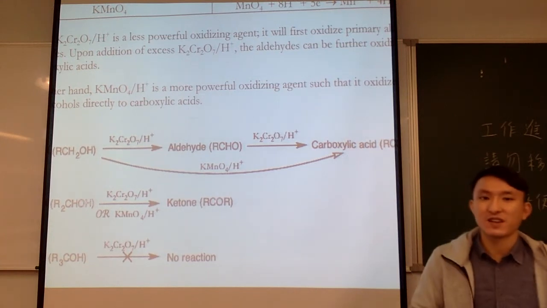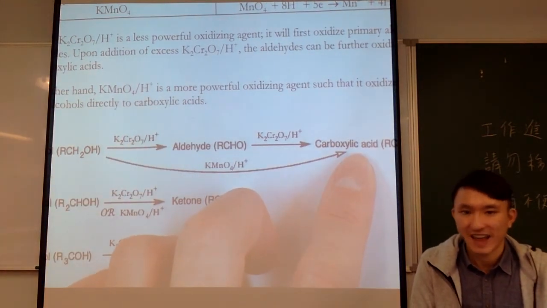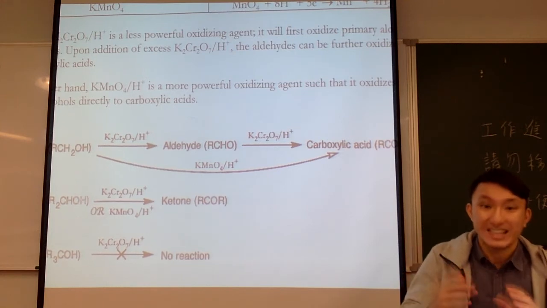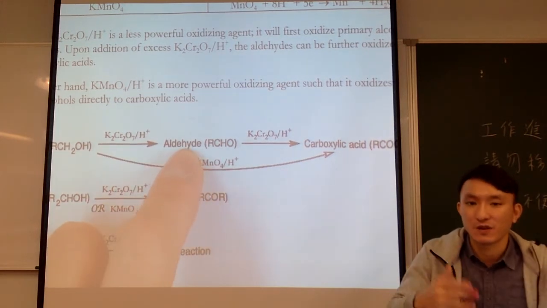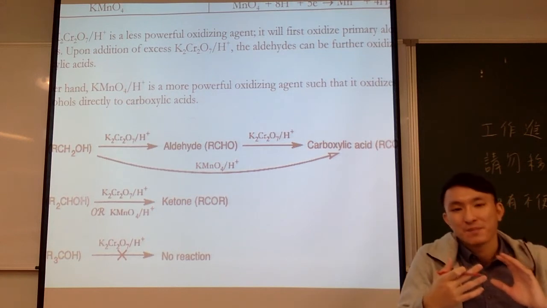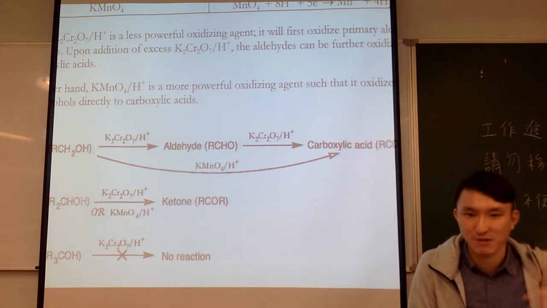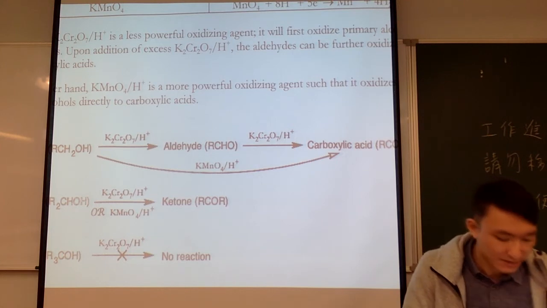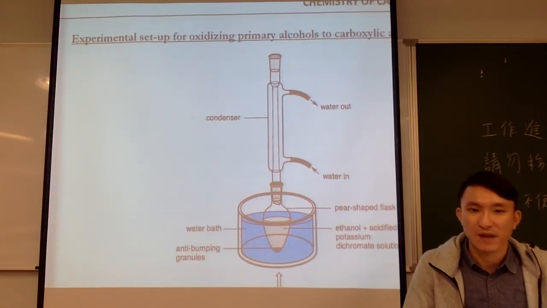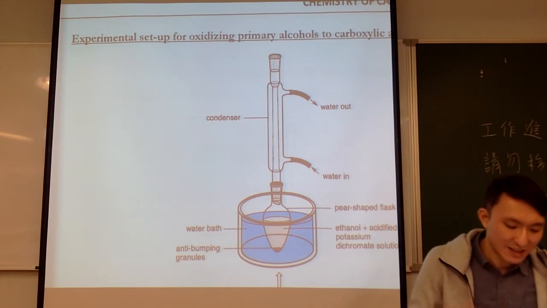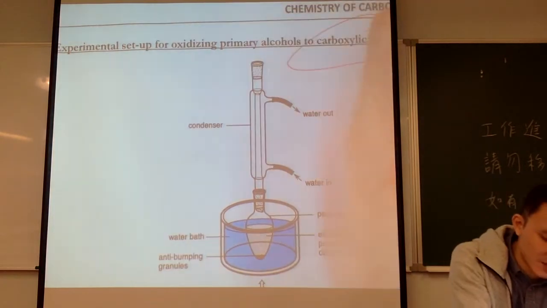On the other hand, if you are given dichromate only, but you are asked to make carboxylic acid, then you should figure out how to ensure a double oxidation takes place. You want to make sure every single aldehyde is further oxidized to carboxylic acid. So you need to make sure what compounds you are making, and then you need to select and improvise how you actually carry out the experiment. Now, on the right hand side here, these two setups show you how to prepare aldehyde and how to prepare carboxylic acid if you have a potassium dichromate solution. Now, this one is to produce carboxylic acid.